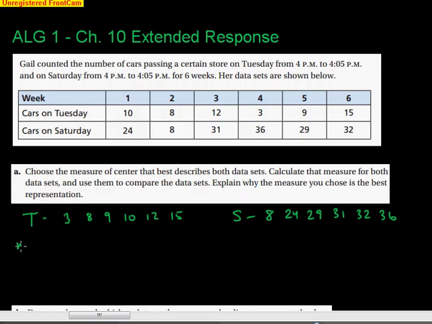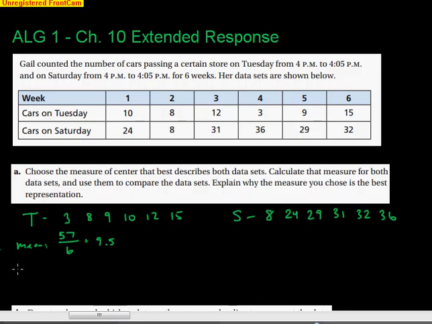So first is the mean. For the mean, we're going to add all the numbers up. So 3 plus 8 plus 9 plus 10 plus 12 plus 15. I get 57, and there are 1, 2, 3, there's 6 numbers. So divide that by 6, and we get 9.5.